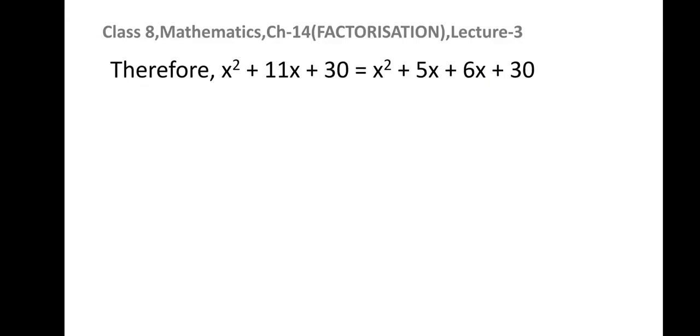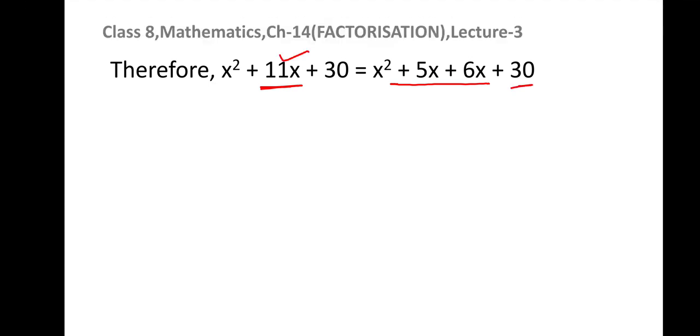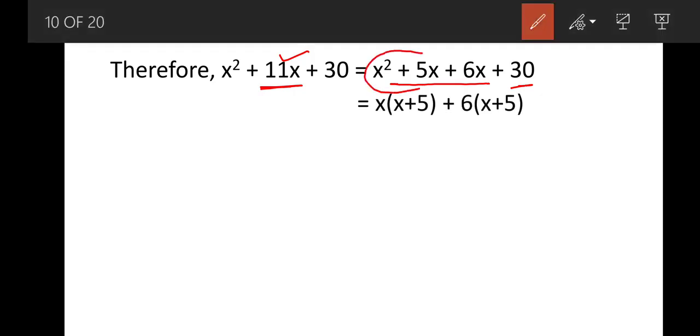So therefore, in place of 11x, I have written 5x plus 6x, because after adding 5x plus 6x, I will be getting 11x, and this 5 into 6 will give you 30. So now, grouping of terms method we know, grouping of terms we need to do. Now I am taking this as one group, this as another group. Out of this group, I have taken x as common. What is left? x plus 5 inside the bracket.